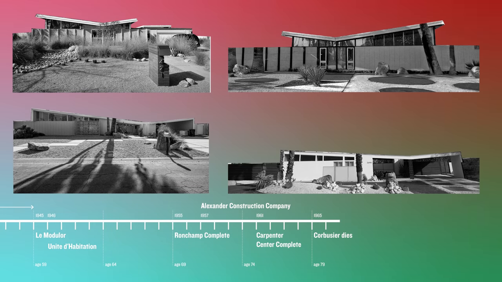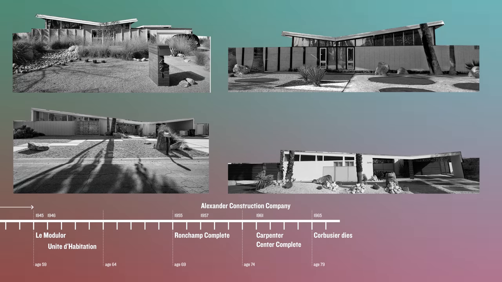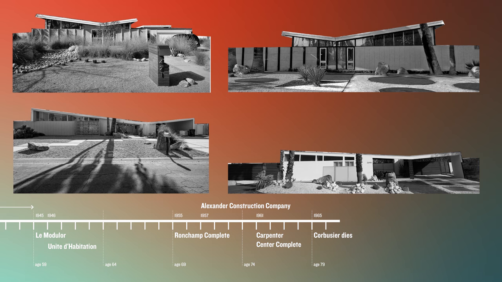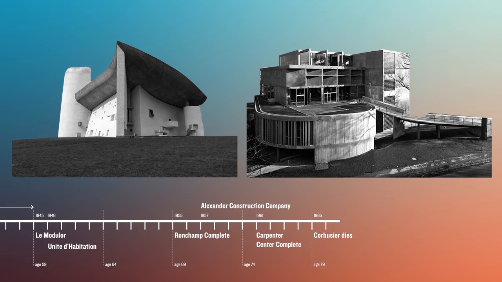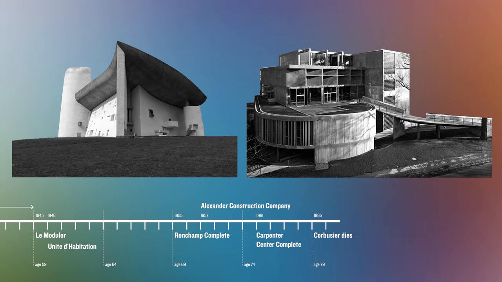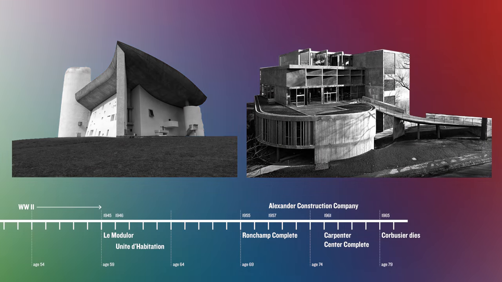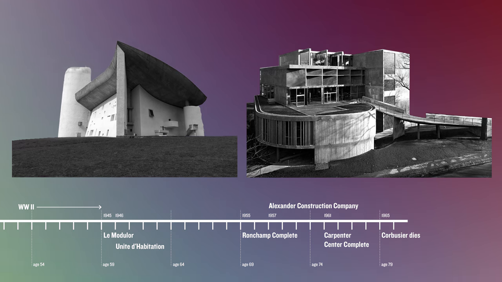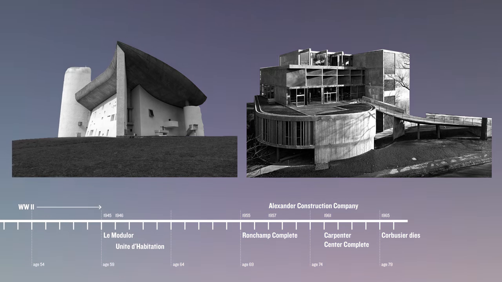Its proliferation is the product of a push to construct tens of thousands of homes during the 1950s, all made by the Alexander Construction Company, who adopted it as part of their signature style. Le Corbusier's influence extends well beyond this building, and his later life was marked by masterpieces such as Ronchamp or the Carpenter Center in Boston, which was completed shortly before his death at the age of 79 in 1965.